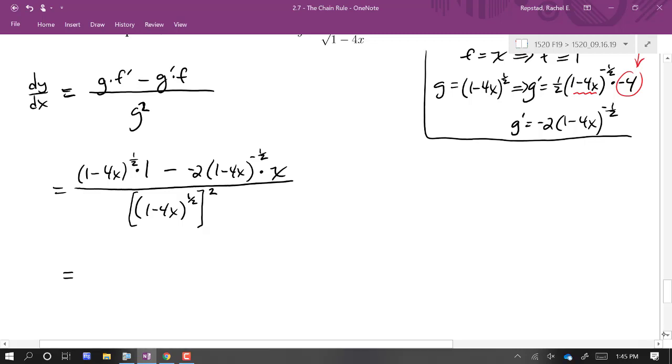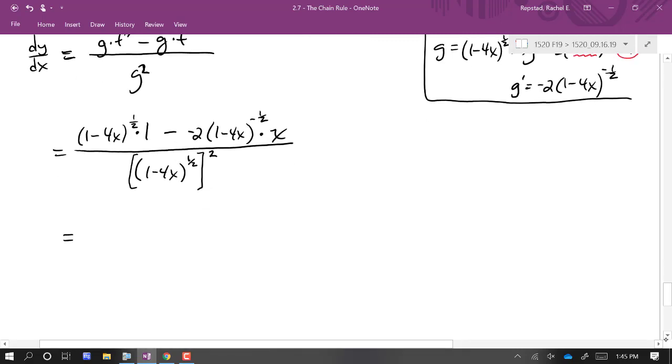So far, so good. I'm going to clean this up just a little bit before we start the simplifying process. So I've got the parentheses to the 1/2 power. This is going to end up being a plus 2x times 1 minus 4x to the negative 1/2, all over, and then on the bottom, I guess I just have 1 minus 4x.